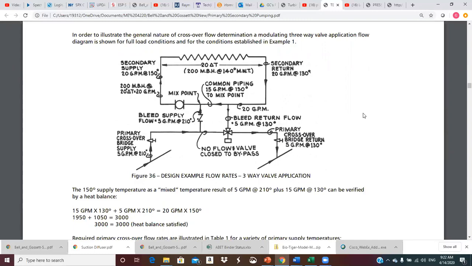The 150 supply temperature as a mixed temperature results from the 5 GPM at 210 plus 15 GPM at 130. So you can see here's his calculation, which is pretty much what I said. And then if you want to solve that for the 150, you just divide both sides of the equation by the 20 GPM, and that will give you the mixed temperature. Okay.